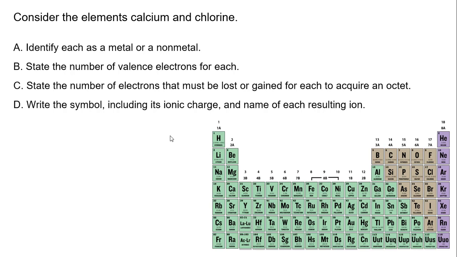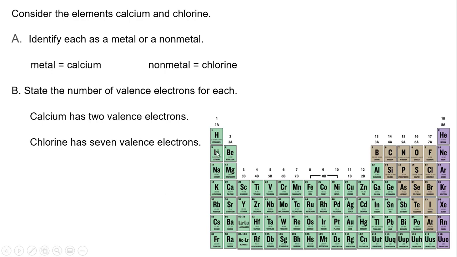All right, so let's do another one. I'm going to break this down into steps, because I really can't discuss it without showing it. Consider the elements of calcium and chlorine. Identify each as a metal or a non-metal. Let's just take them one at a time. We're dealing with 2. So the first thing I want to do is figure out, is calcium a metal or a non-metal? It is on this side of the periodic table, so it is a metal. Chlorine is on the other side. It is a non-metal. So we can take care of the first one.